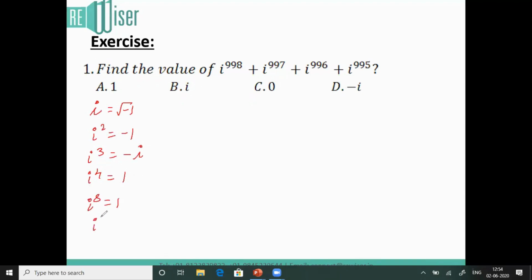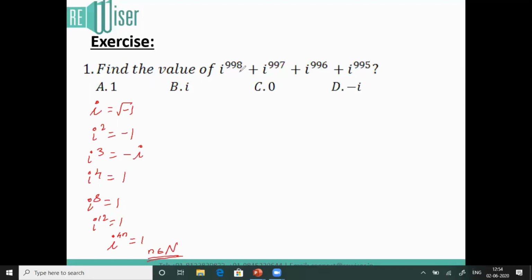i power 12 is also 1. i power 16 is also 1. So which means if I have i to the power of anything which is a multiple of 4, it's always 1. So i power 4n will always be 1 when n is a natural number.